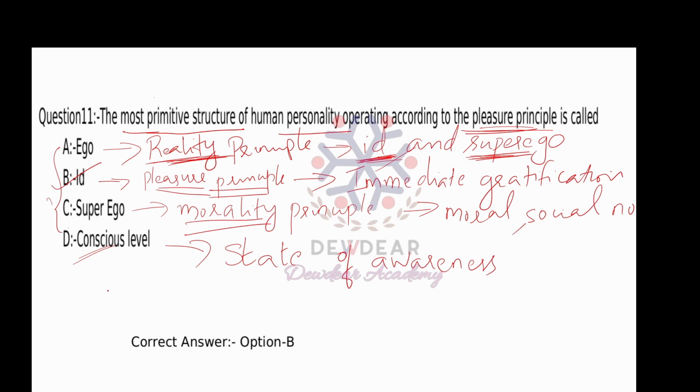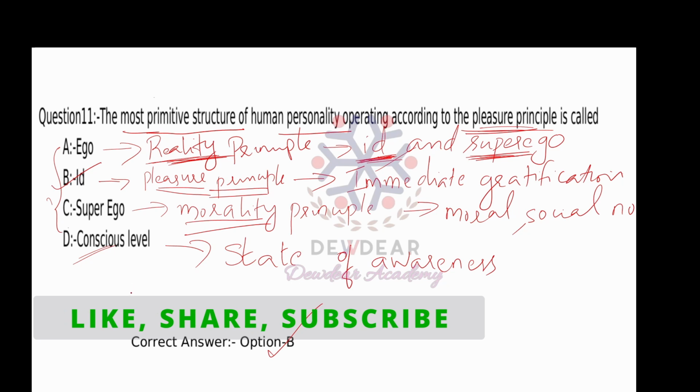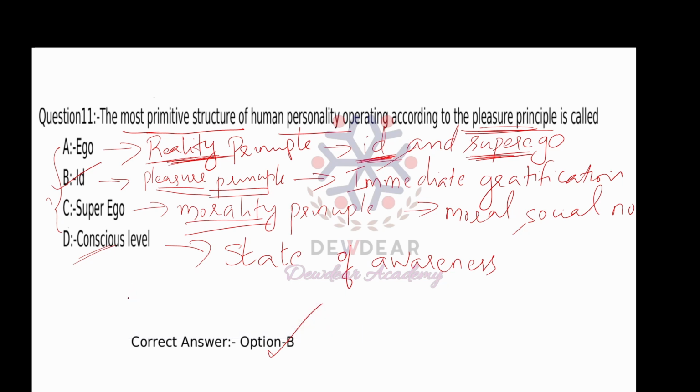So here, the most primitive structure of human personality operating according to the pleasure principle, the correct answer is option B, that is id, because it is the most primitive structure operating on the pleasure principle, aiming for immediate gratification of the basic impulses without considering any consequences or social constraints. So that is the correct answer.